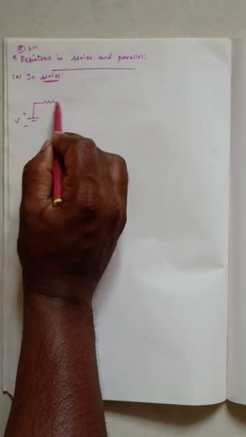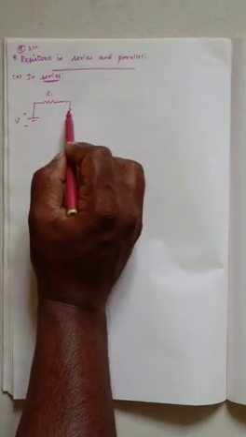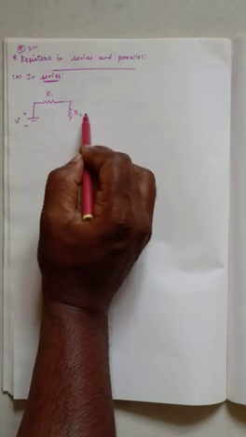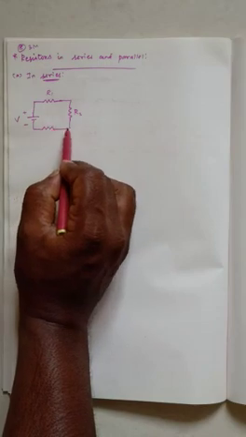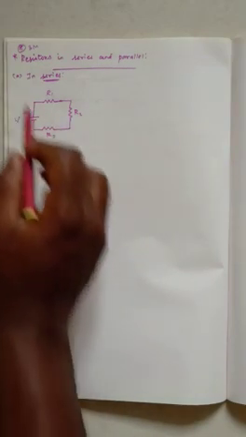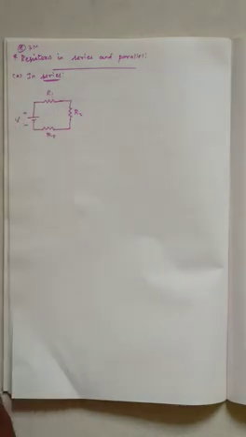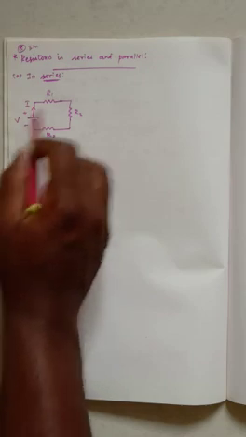So resistors: R1, take this as R1, then this resistor R2, this resistor R3. So R1, R2, R3 are the 3 resistors connected in series with the battery. Now current is the same for all the 3 resistors.